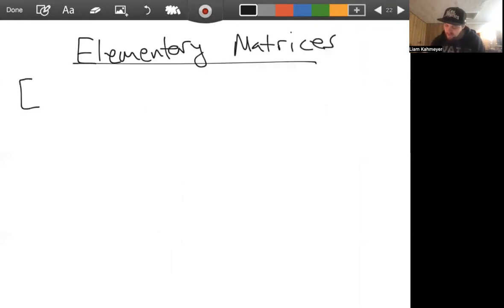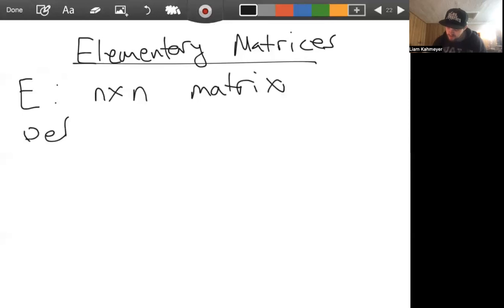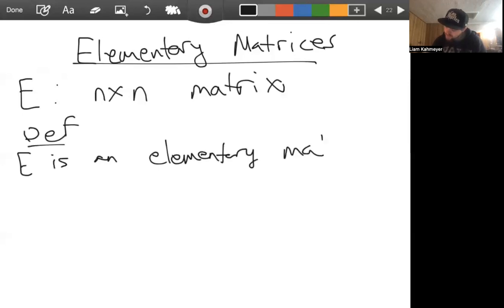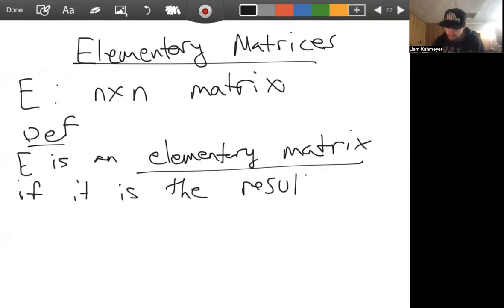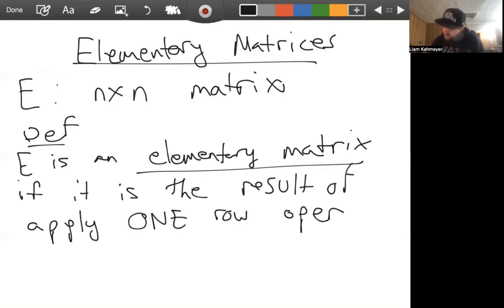So what is an elementary matrix? We'll denote an elementary matrix by E, and these are square matrices, so n by n matrices here. Let's give a definition. E is an elementary matrix if it is the result of applying only one row operation to the identity. So the elementary matrices are a specific family of matrices: you start with the identity, with ones along the diagonal and zeros everywhere else, and you make one move. You make one row operation. These are called elementary matrices.